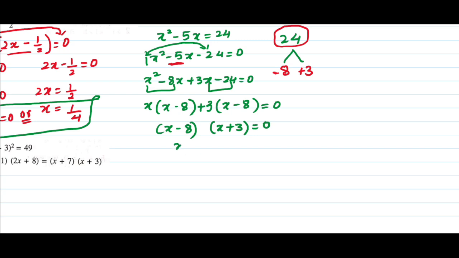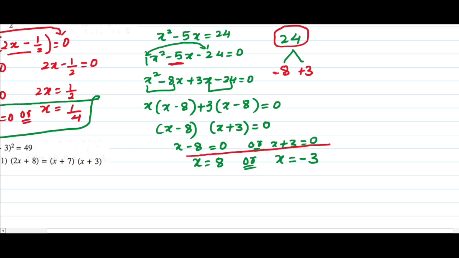So if I equate x minus 8 is equals to 0 or x plus 3 is equals to 0, I'll get here as x is equals to 8 or x is equals to minus 3. So the answers are x is equals to 8 or x is equals to minus 3.